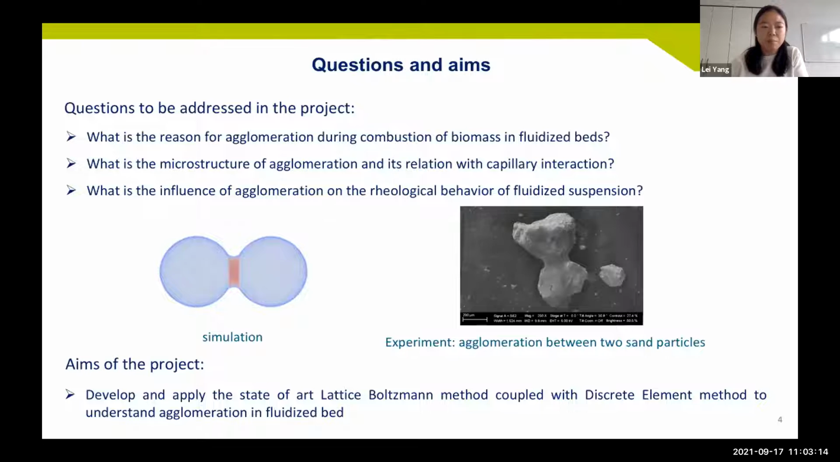So the aim of this project is we want to develop and apply the state-of-the-art lattice Boltzmann method, which is coupled with the discrete element method to understand agglomeration effects in fluid aspect.